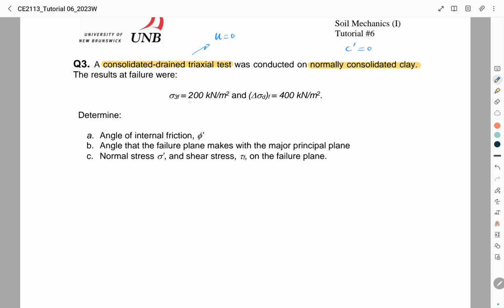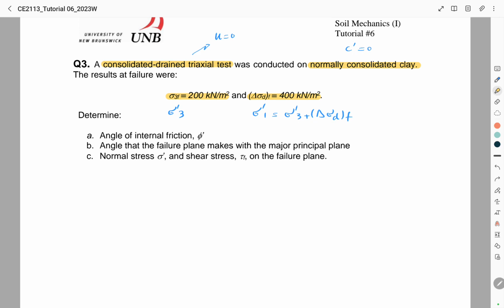The value of sigma 3 is given to you, and the value of delta sigma d at failure. So this is equal to sigma prime 3 because this is a drained test, and the value of sigma prime 1 would be sigma prime 3 plus delta sigma d at failure.